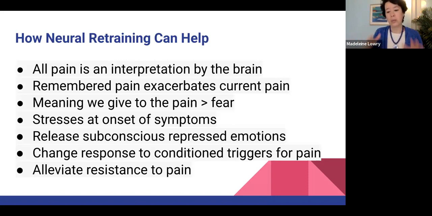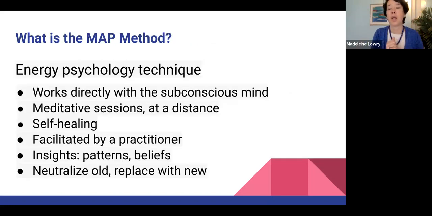So by working with resistance, by making us more accepting of and more neutral, be able to have more equanimity around the pain, this allows us to make changes to that pain pattern. And often that's where we start, neutralizing our responses to the experience of pain.